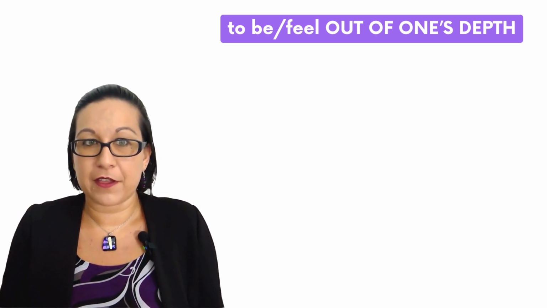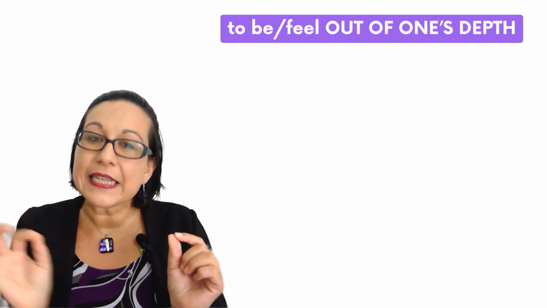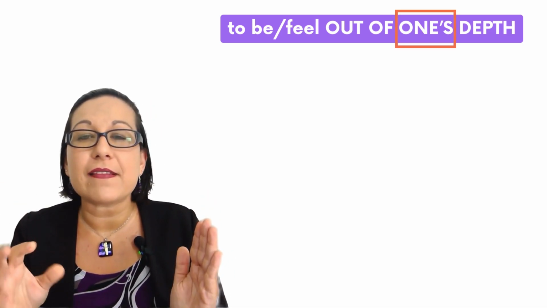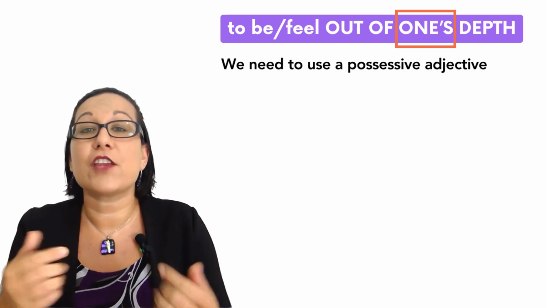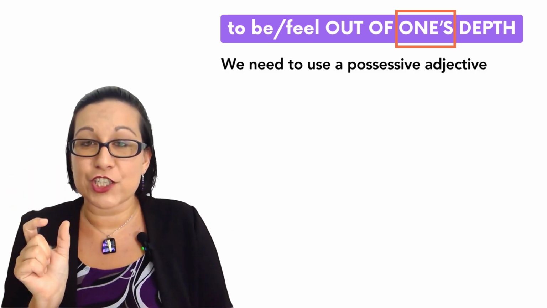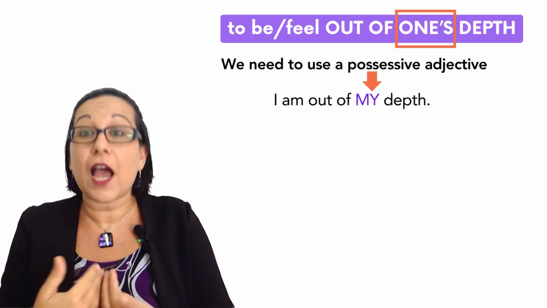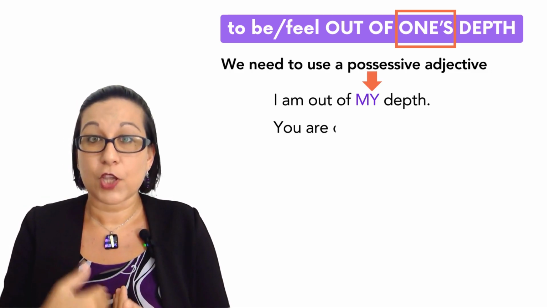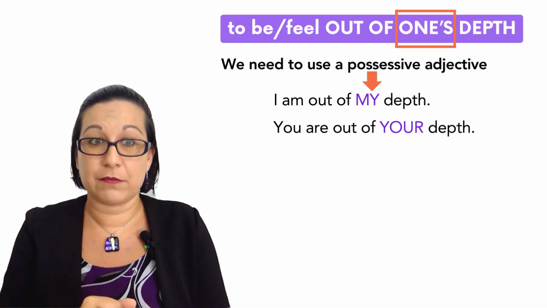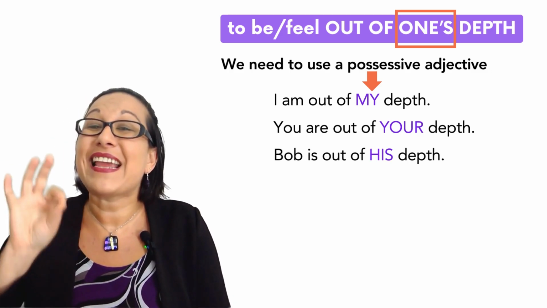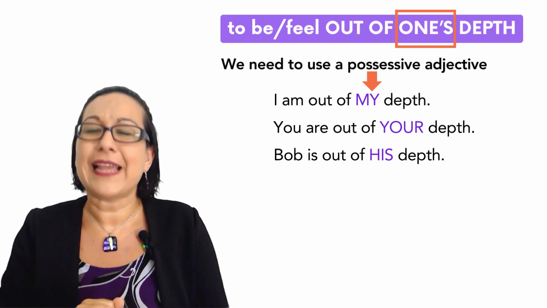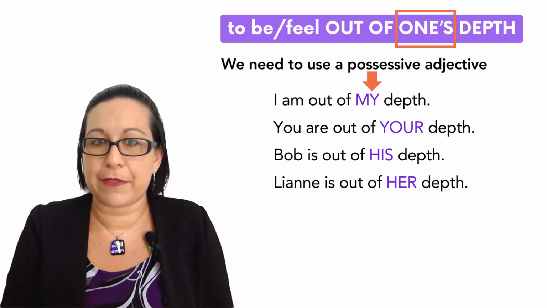Now, let's look at that lovely idiom to be out of one's depth or to feel out of one's depth. Now, if you see an idiom written like this in a dictionary, it just means that you can and you must change that possessive adjective. So, I am out of my depth. You are out of your depth. Bob is out of his depth. Leanne is out of her depth.